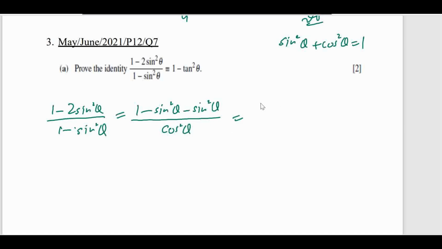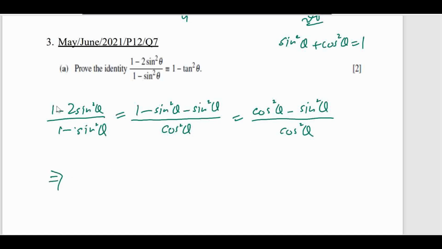Now we can write this one as (cos square theta minus sine square theta) whole divided by cos square theta. Now keep this thing in your mind that we have to see the right hand side as well. On the right hand side we need tan square theta, which means that in the denominator we need cos theta and sin theta, and in the numerator cos theta.